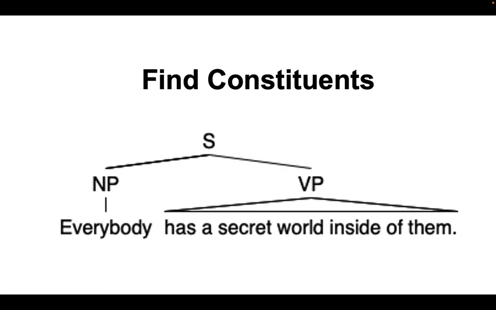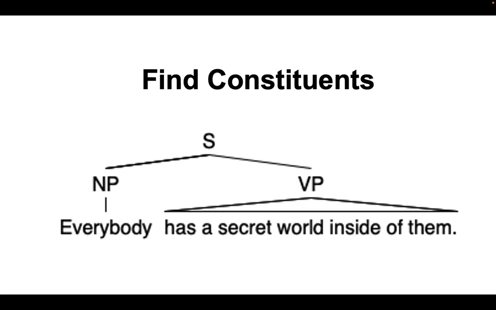So, has a secret world inside of them. We've got the verb has, and then everything else goes together with that verb. So we've got a direct object, we've got a prepositional phrase, we'll get into that. And in English, the verb phrase is going to include the direct object of the verb, if there is one. It's going to include any adverbs or prepositional phrases that go together with the verb.